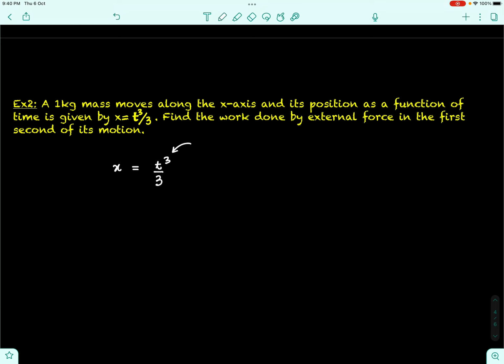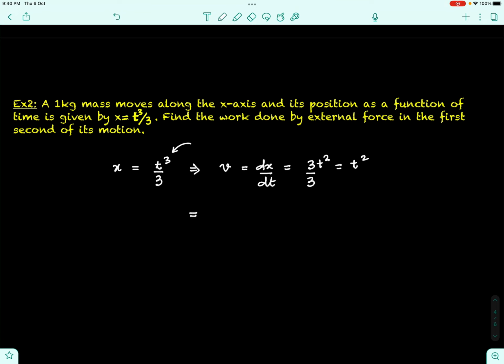Since the force is not directly given to us, we have to first differentiate this function twice to get the acceleration, and then from there we will get the force, right. So, how do we get this? We first differentiate it once to get the velocity, which will be dx by dt, which when you solve this, will become 3t squared by 3 or t squared only. This is the velocity of the body as a function of time.